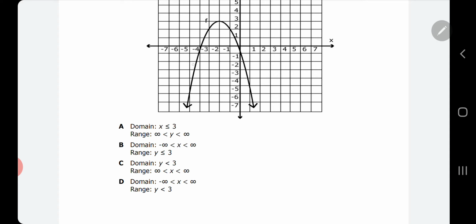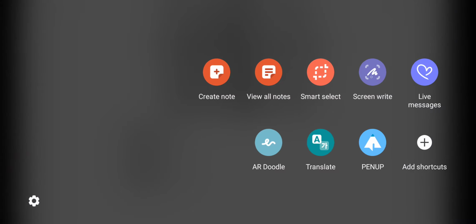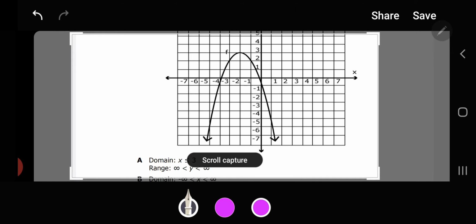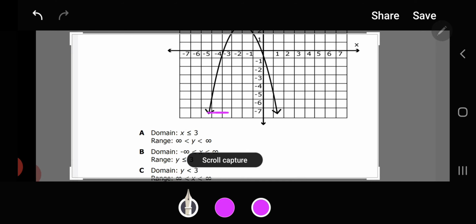Once again, it looks like we go forever left, as indicated by this arrow. We will continuously go left and down forever. And if we're following along its parabolic curve, we're always going right. And once again, indicated by this arrow, it's continuously going to go down and right forever. So we're forever going left and forever going right. So we're just all real numbers. Or the domain is all real numbers, or between -infinity and infinity.